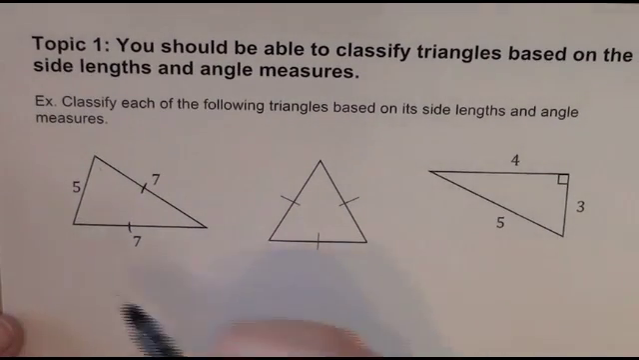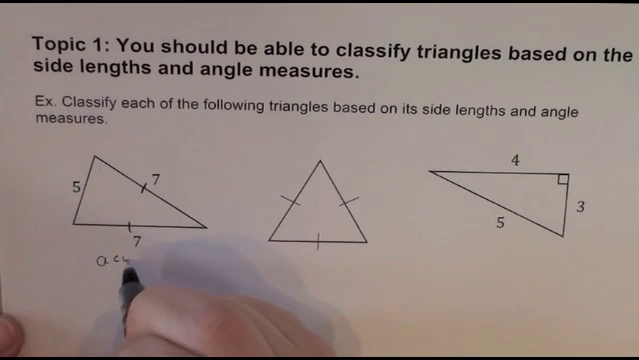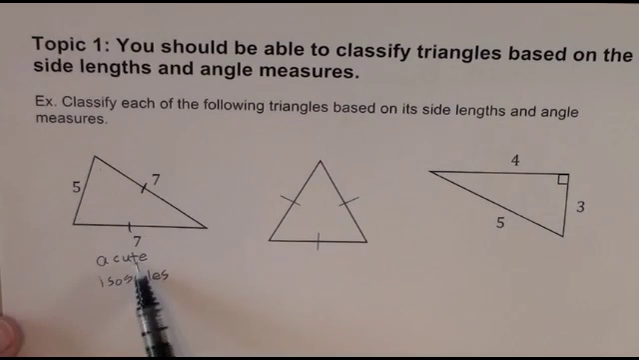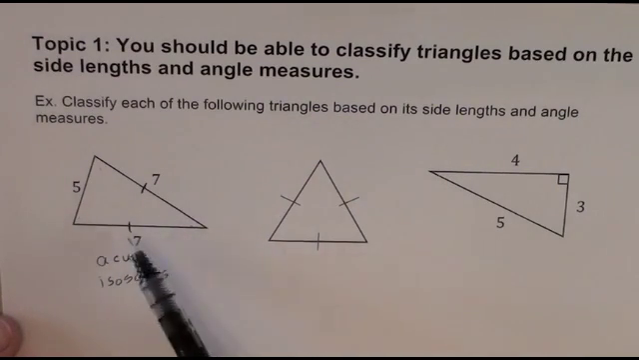So what we call it is an acute isosceles triangle. Acute isosceles. Acute, all the angle measures are less than 90 degrees. Isosceles, we have two congruent sides.